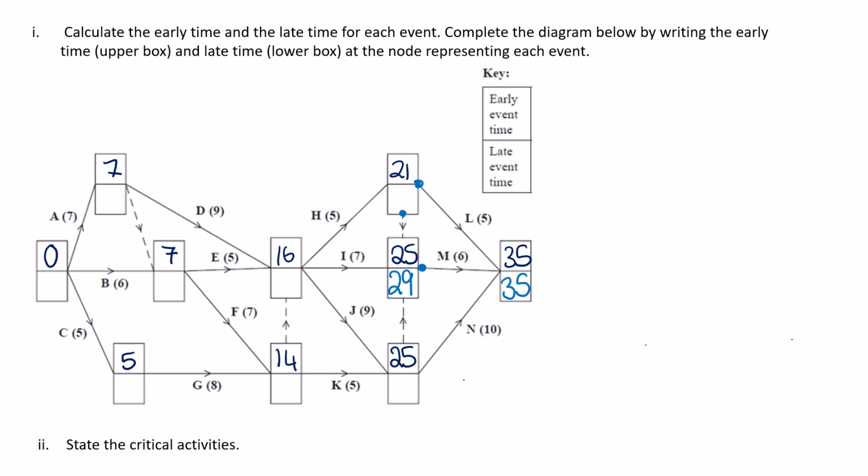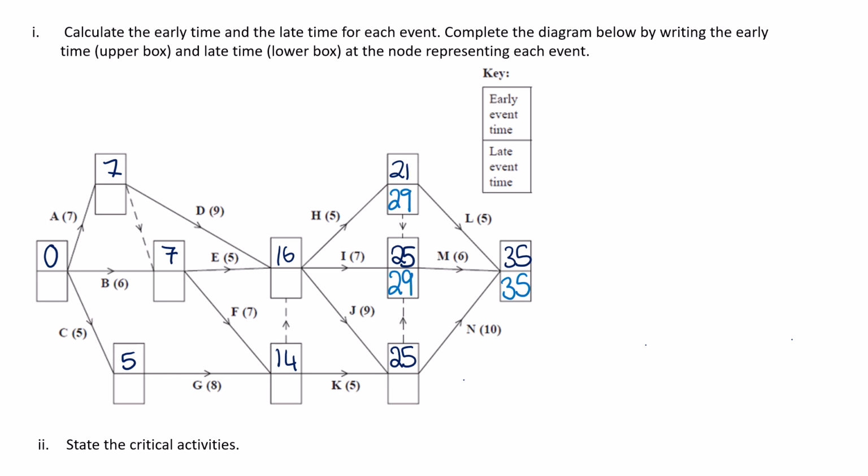Here we have two activities coming out of it. We have a dummy, which is 29, or L, which will give us 30. We're going to pick the smaller of them, so that's 29. For the next node down, I lost, that was 25.